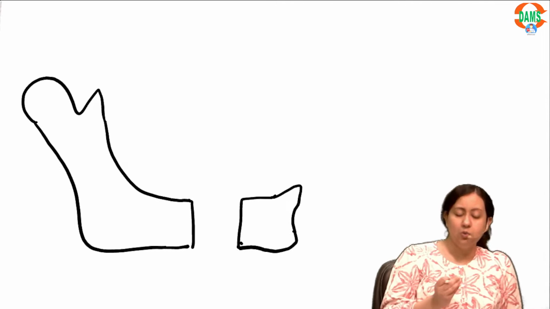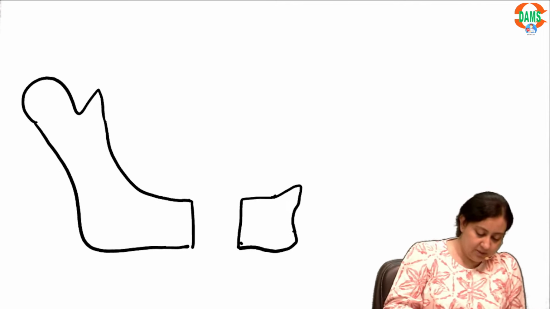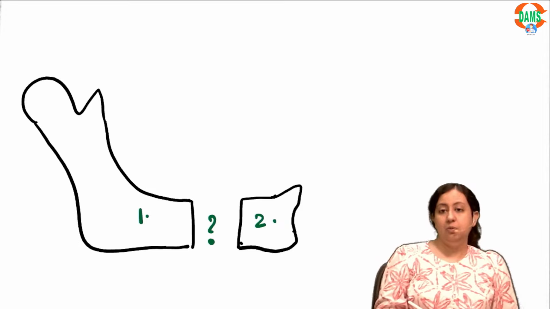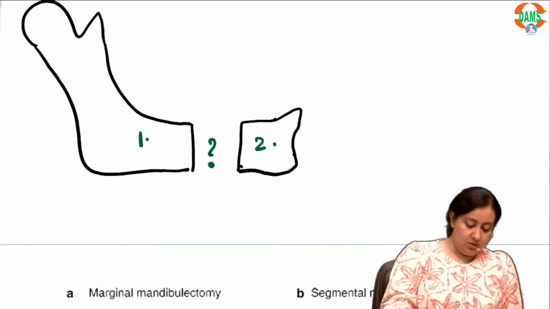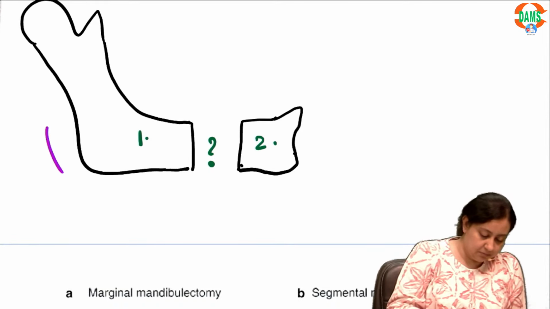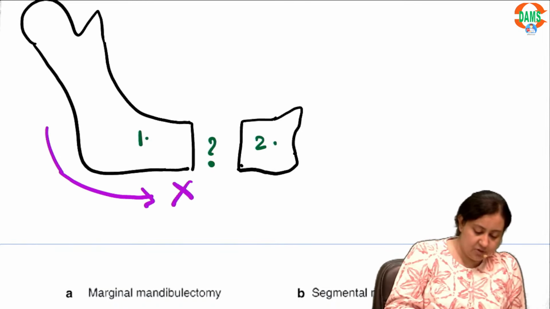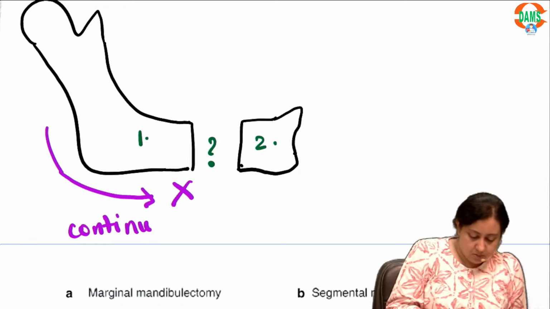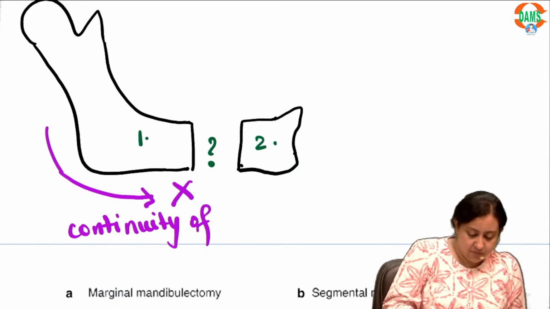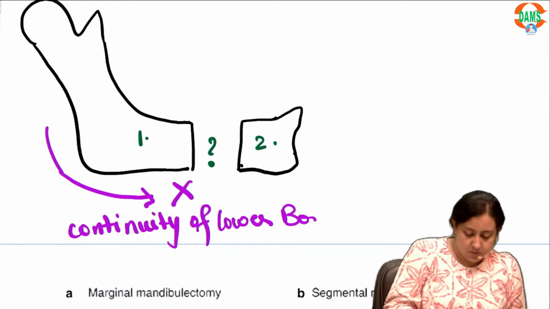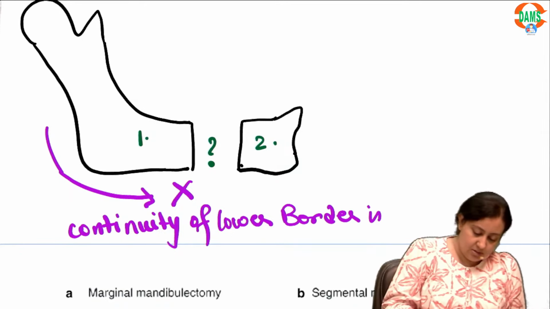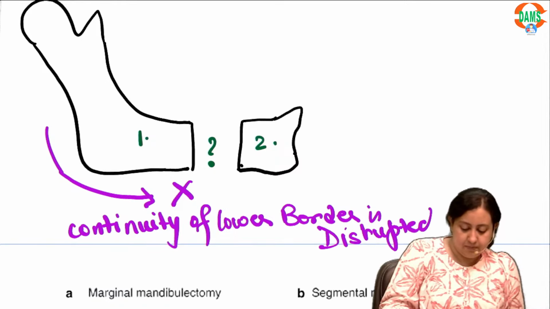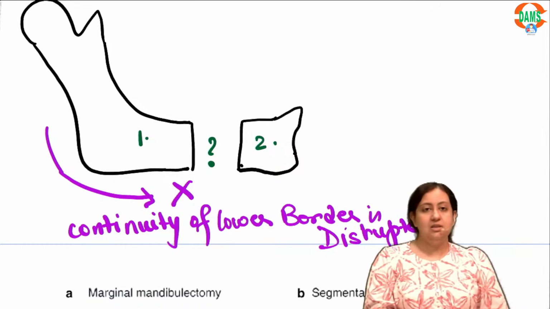Now you will be remaining with two segments. Alright, there will be segment 1 and segment 2. And there will be no bone over here in between. Alright. So what has happened? This continuity has been lost. Alright. So continuity of lower border is disrupted. Continuity of lower border is disrupted.